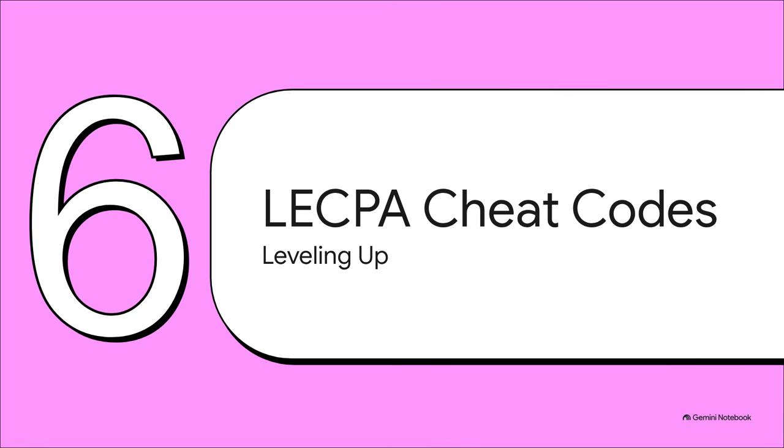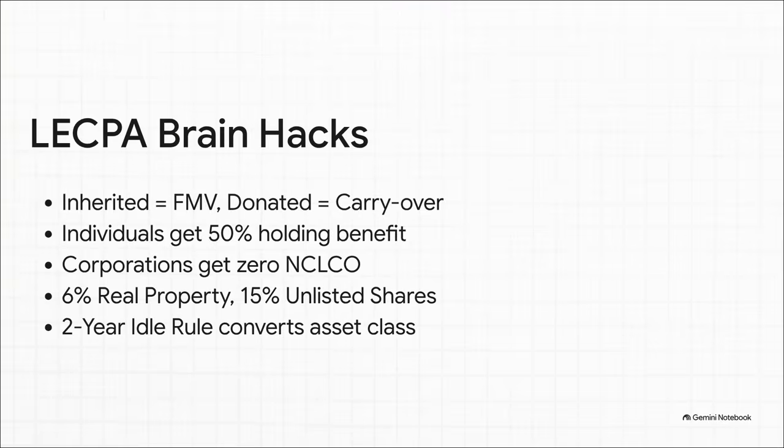Finally, Section 6, LECPA cheat codes and review. Leveling up. We tracked our asset from birth all the way to disposal, so let's compress this into pure brain hacks. Take a screenshot with your mind right now. Grouping information just like this is exactly how you lock in that 3-year retention.